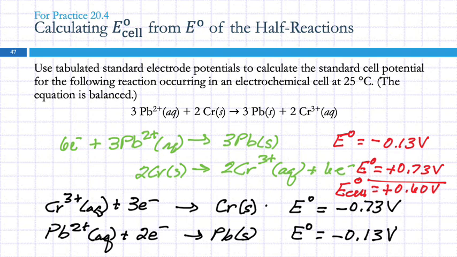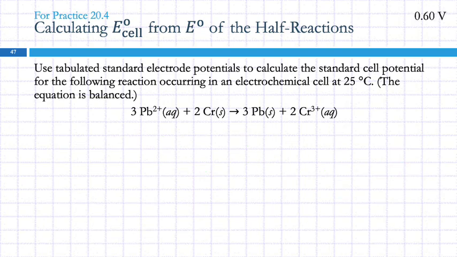Any questions? That's not too hard, is it? Because personally, I don't really care which side's the anode and which is the cathode. I'm looking at a chemical equation. I'm not looking at a cell, right? So we don't need to think about that. So 0.6 volts.